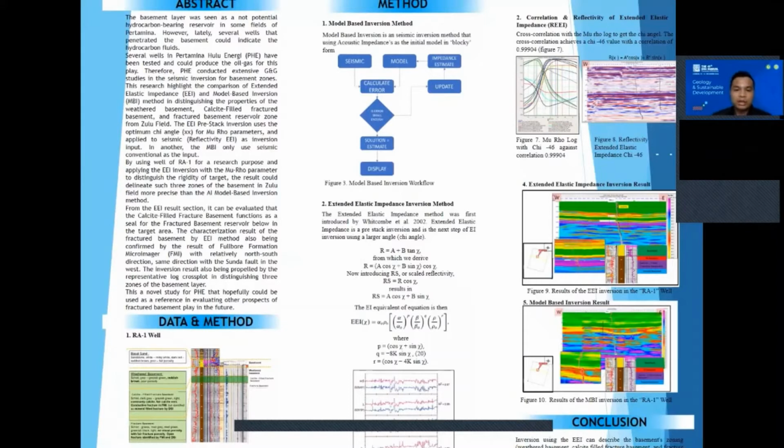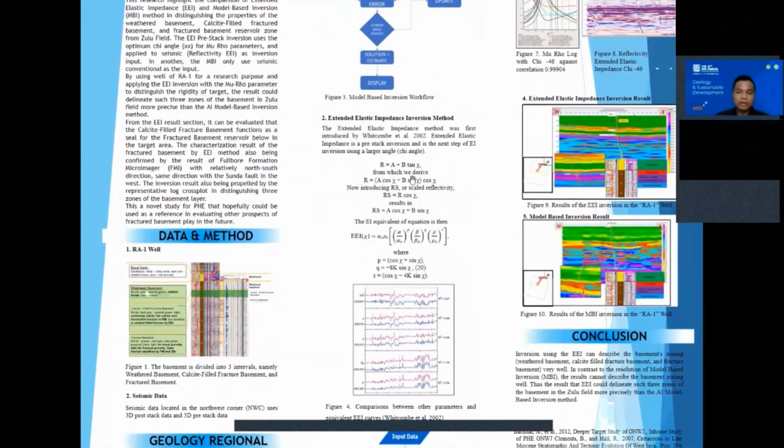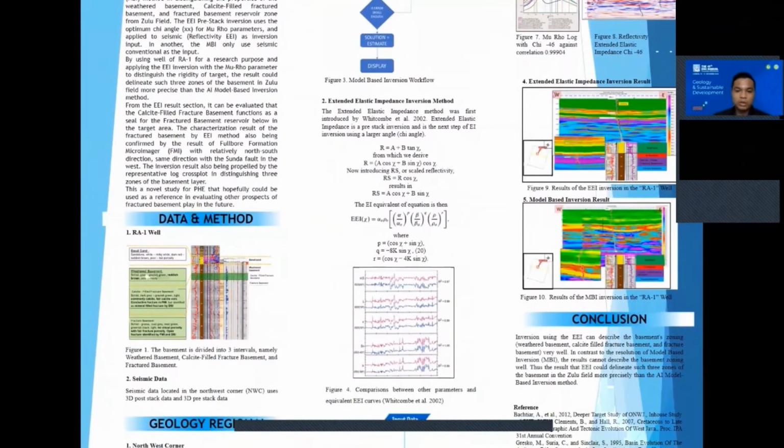The second method is extended elastic impedance inversion. The extended elastic impedance inversion was first introduced by Whitcombe et al. And extended elastic impedance is the next step of the elastic impedance inversion using a larger angle, or chi angle. So if the elastic impedance angle is only until 30 degrees, the chi angle obtained by the extended elastic impedance reaches minus 90 until 90 degrees.